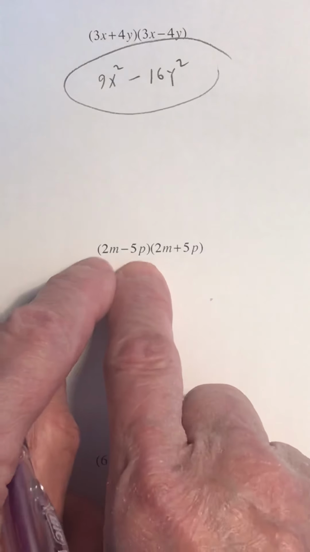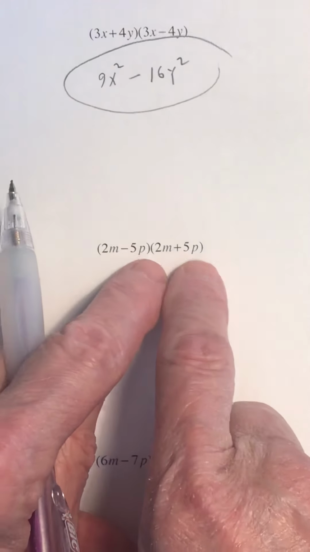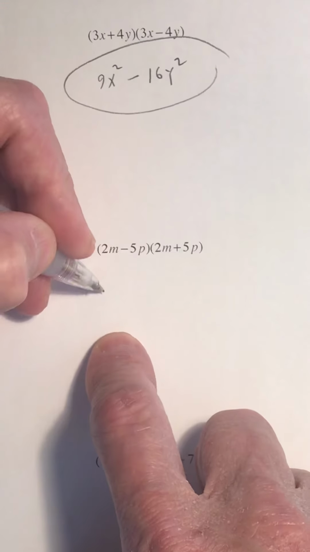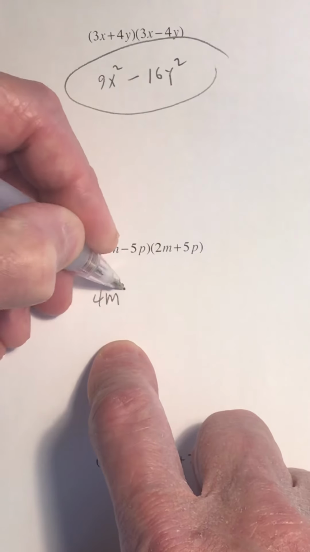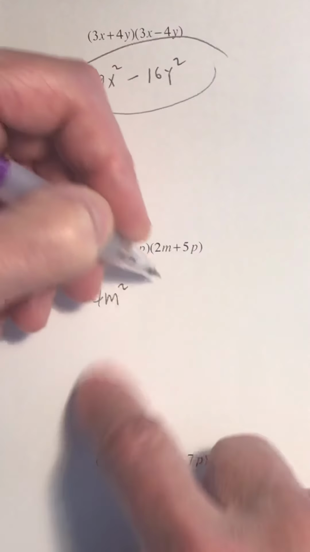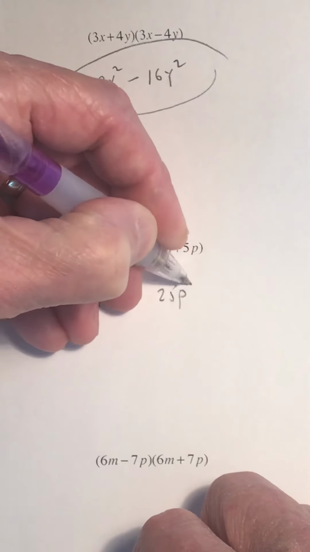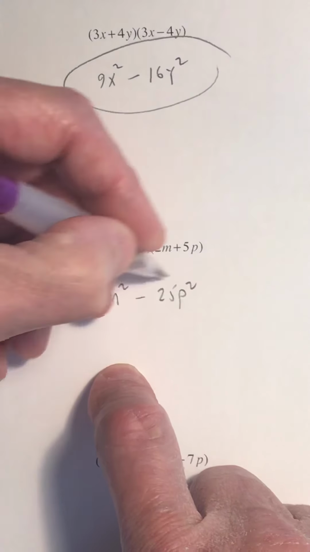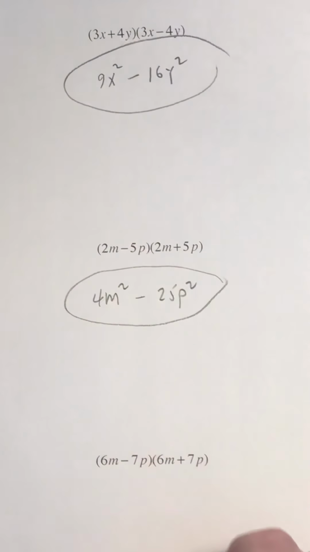Does this fit the pattern? Same two things in both sets of parentheses with one minus and one plus. So no need to work too hard. There's the square of 2m, the square of 5p, and put the minus in the middle.